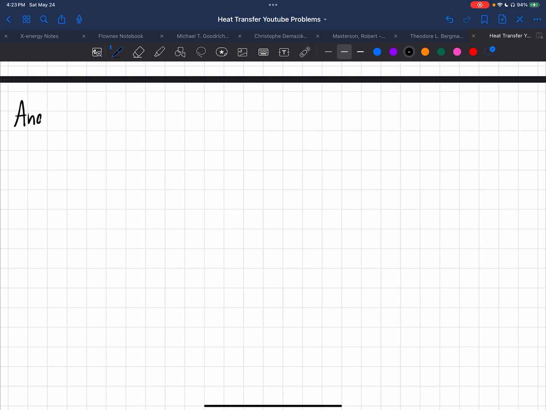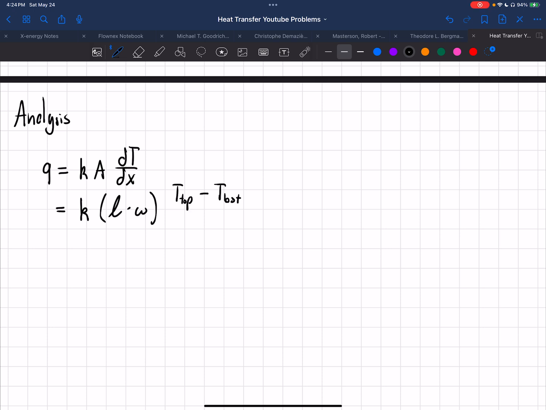Let's go ahead and move on to our analysis. So this is conduction through a slab. We're going to start with our conduction equation, which is Q, or heat loss, is K A times dT dx. Let's break this down a little bit further into the variables we have. K we have, our area is going to be the length times the width of the slab. dT, the temperature difference, is going to be the temperature on top, which is higher than the temperature on bottom, so that will subtract from it.